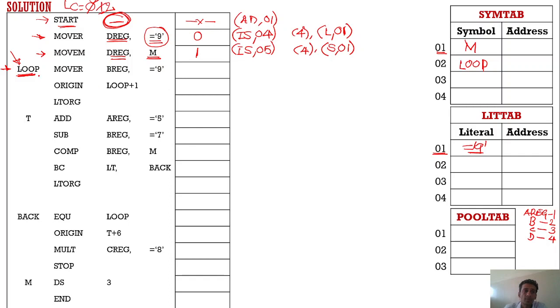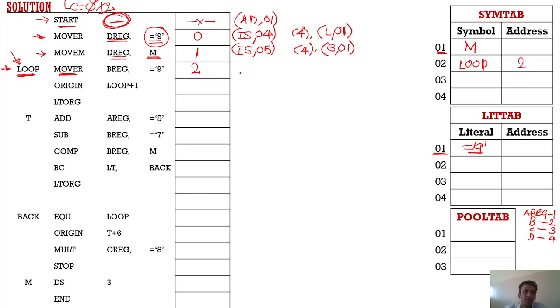Okay, so this is the definition, but depending on the type of statement we will have to decide what its address is going to be. So referring to the instruction, it is move r, which is an imperative statement, so we do perform LC processing. My current LC is 2, so the address for loop is going to be 2 only.